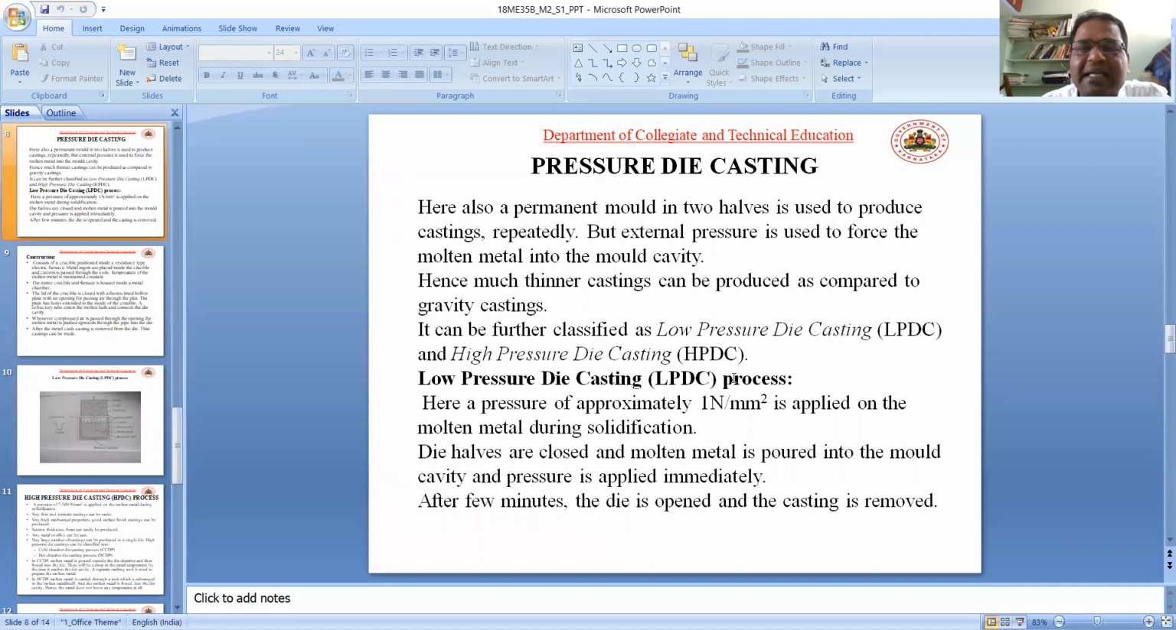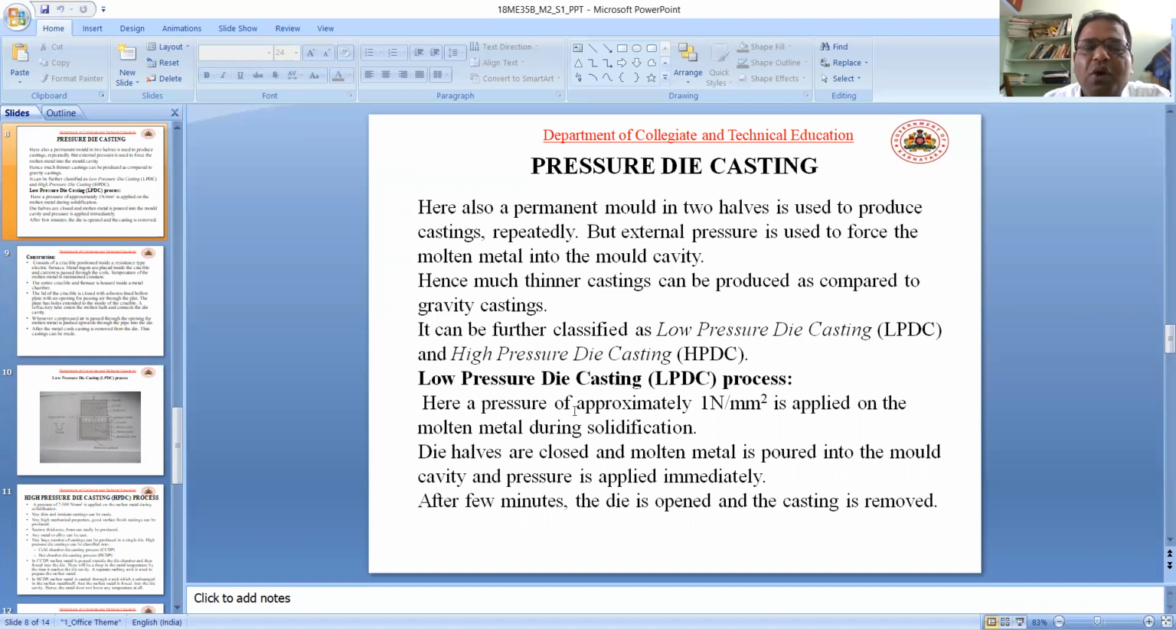Next one is pressure die casting. Here also, a permanent mold in two hollows is used to produce the castings repeatedly. But external pressure is used to force the molten metal into the mold cavity. Hence, much thinner castings can be produced as compared to gravity castings. It can be further classified as low pressure die casting, LPDC, and high pressure die casting, HPDC.